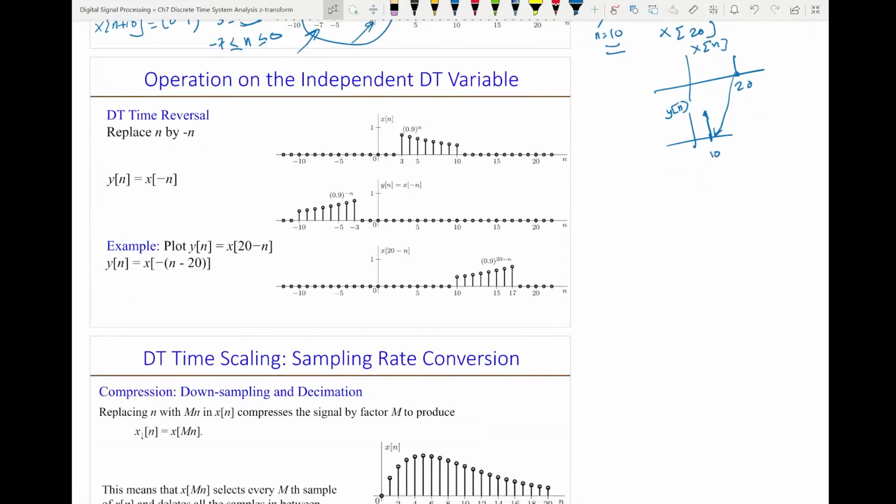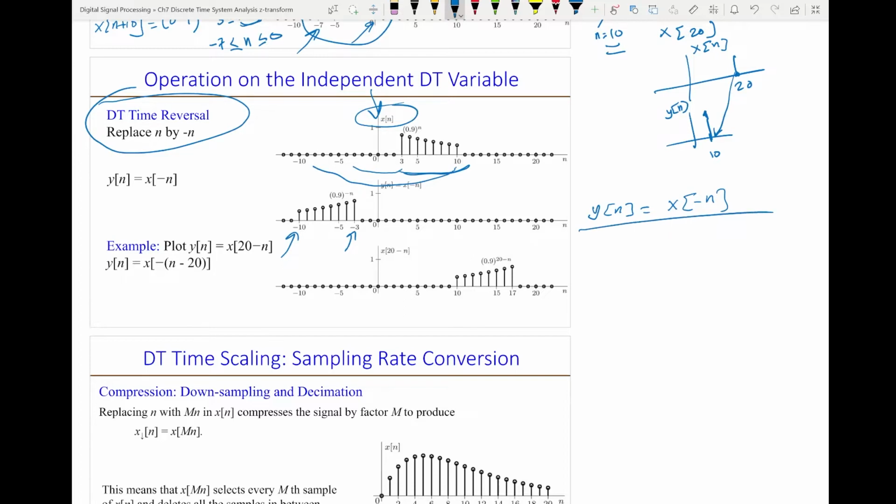Okay, the next is time reversal. So basically, if I have x of n, this signal here, and I create y of n, which is x of minus n, all you do is rotate the signal around the vertical axis. So that will be the signal here. So the 3 will come to the minus 3, and the 10, when you rotate it, will come to the minus 10. And mathematically, let's define x of n as, now if I want to find y of n, which is x of minus n, wherever I see n, I replace it by minus n.